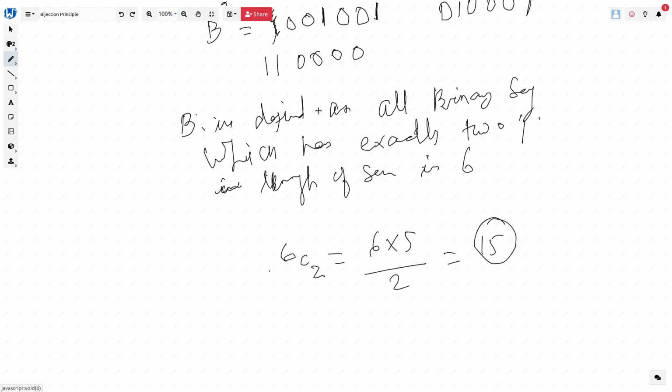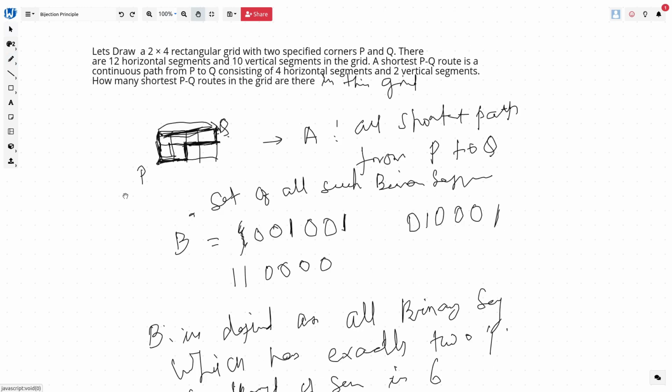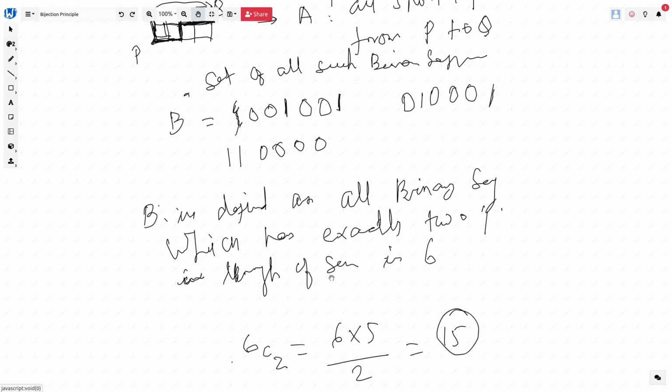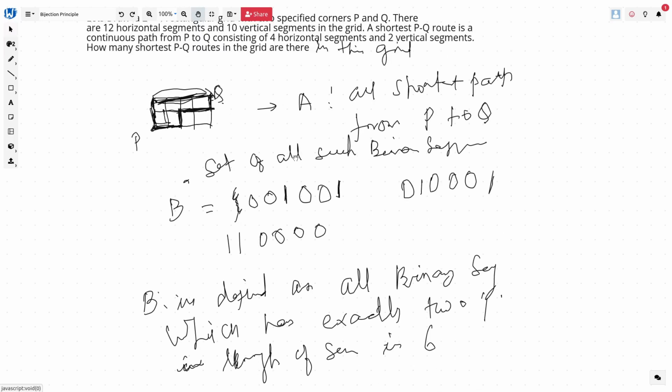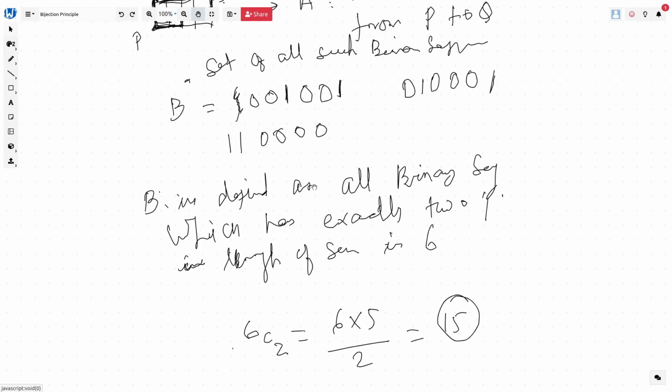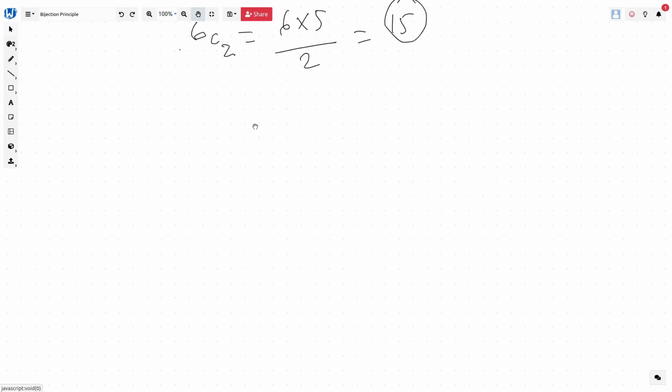So we are able to solve this problem quite easily here using the bijection principle. We found a bijection between a set A and B, and then we have counted all the elements in B, and hence we deduce that the counts of the elements in A are the same. So the number of shortest paths from P to Q with this condition is the same as finding all binary sequences of length 6 which have exactly 2 ones, right? So this is another example. Let's look at a slightly more complicated example.